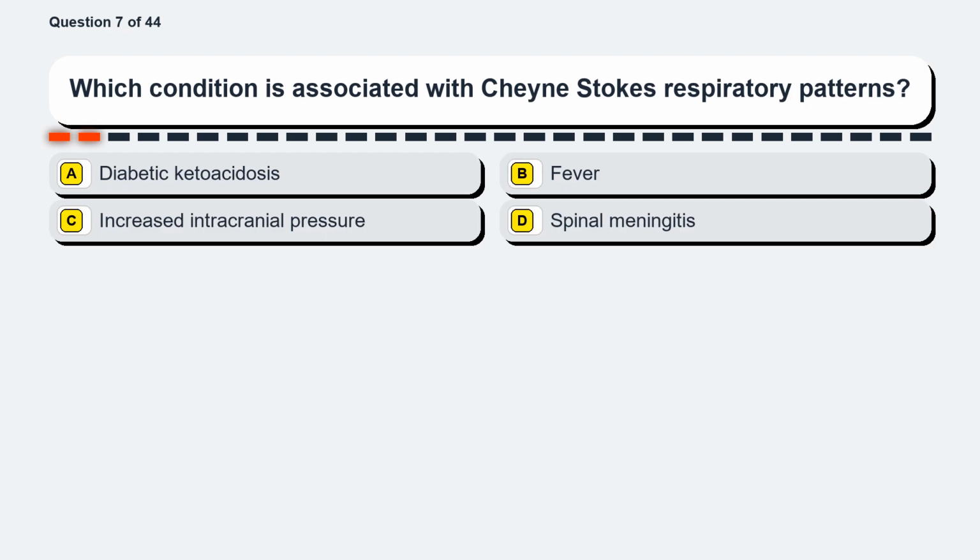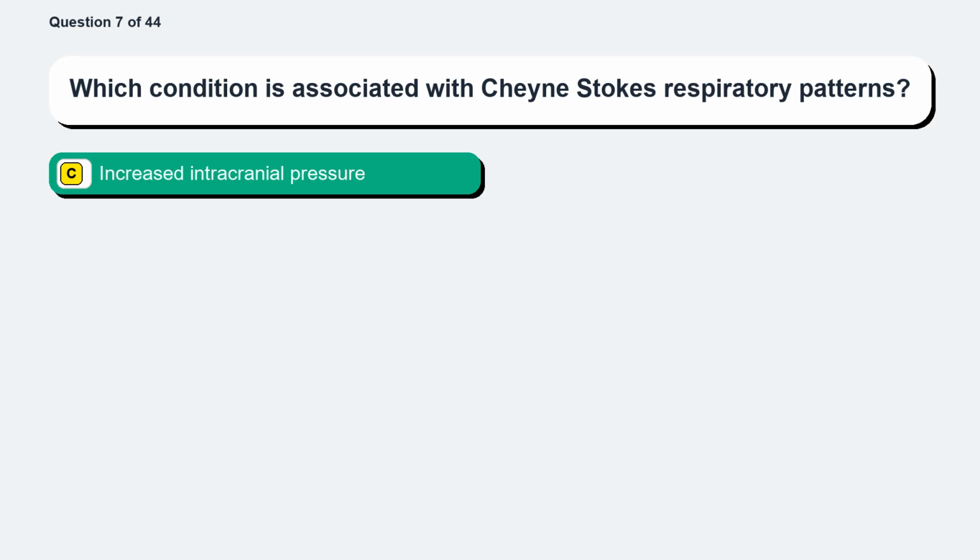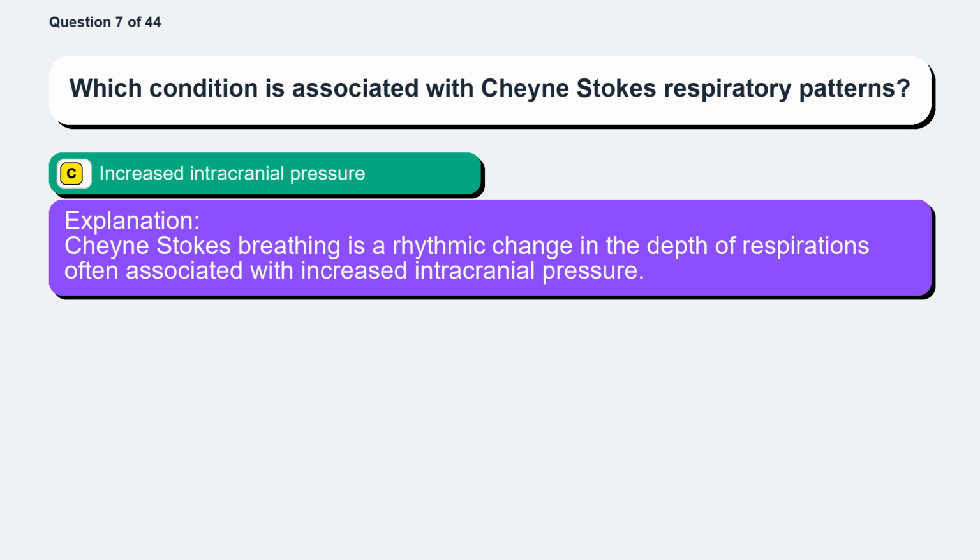Question 7. Which condition is associated with Cheyne-Stokes respiratory patterns? Option A, diabetic ketoacidosis. Option B, fever. Option C, increased intracranial pressure. Option D, spinal meningitis. The correct answer is option C, increased intracranial pressure. Cheyne-Stokes breathing is a rhythmic change in the depth of respirations often associated with increased intracranial pressure.